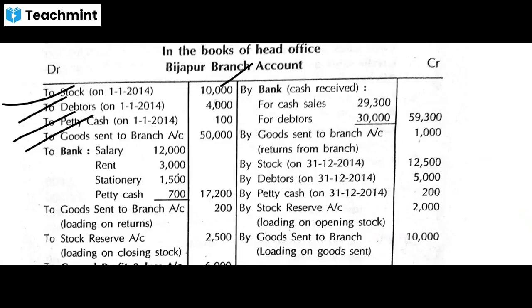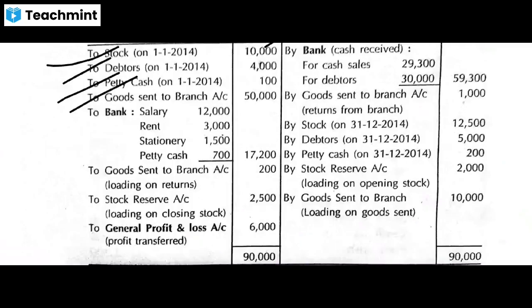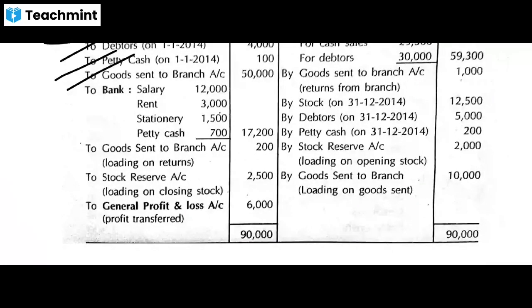Now, at last, we have to find out the loadings. How do we calculate the loadings? On the basis of the opening stock and goods sent to branch, we take the loadings and they will be treated in the credit side of the branch account. And on the basis of closing stock and goods returned by branch, we find out the loadings and they will be treated in the debit side of the branch account.